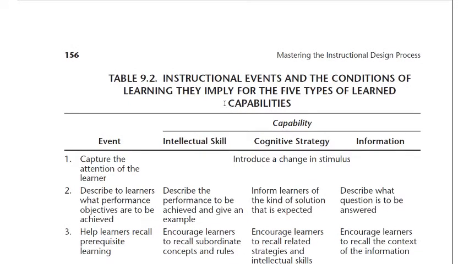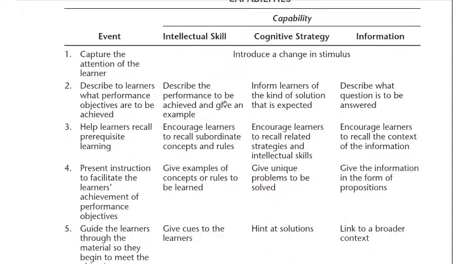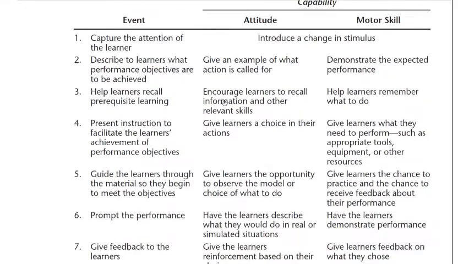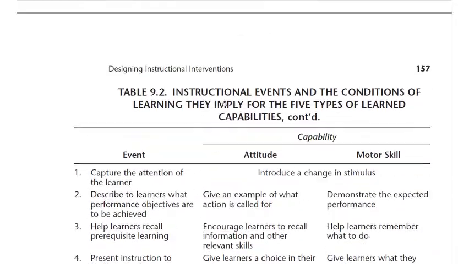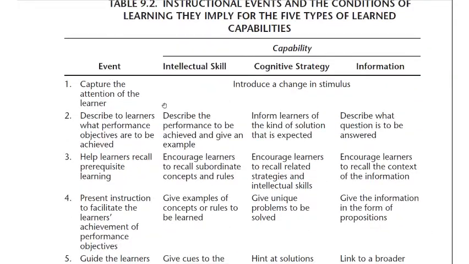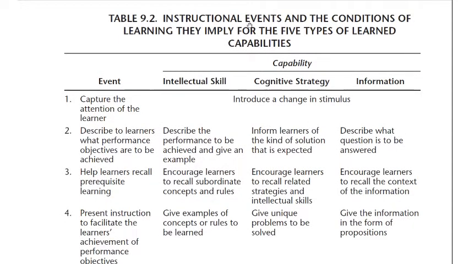Chapter 9 spans 2 pages, page 156 and page 157. Okay? The first column is your event column. Let's look at the title. Instructional events and the conditions of learning as they imply for the 5 learned capabilities. This is a Gagne table. The 9 items in the event column are Gagne's 9 events of instruction.